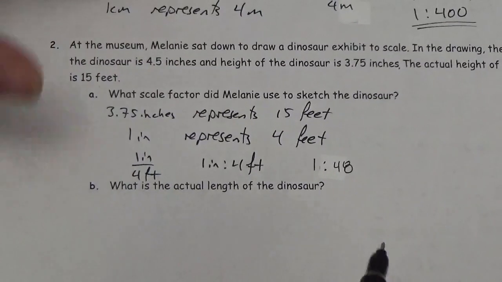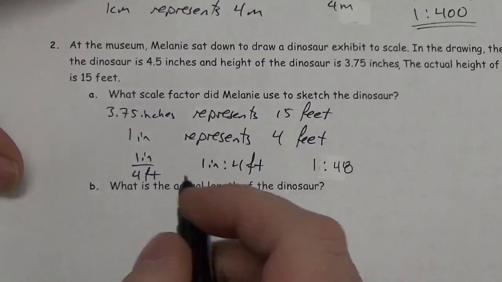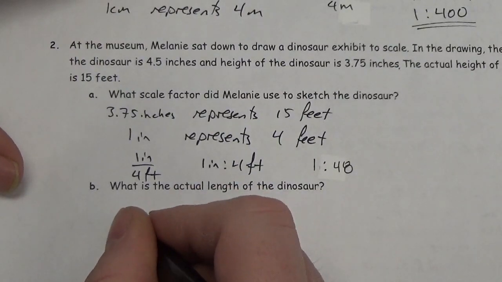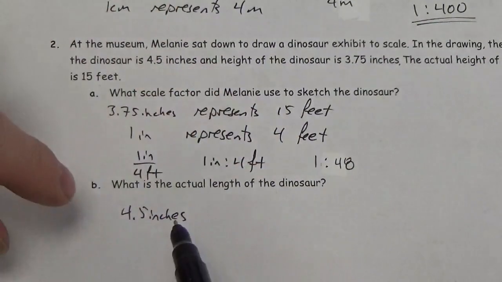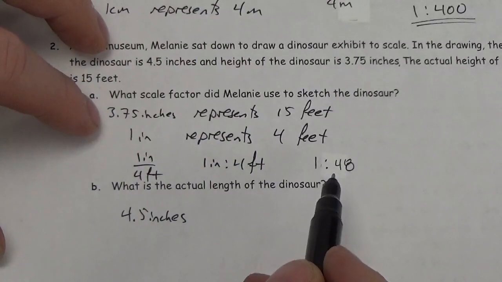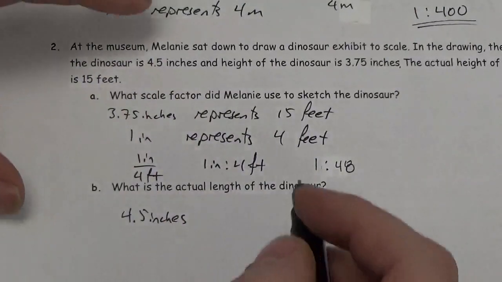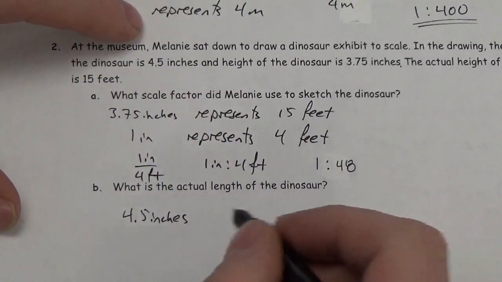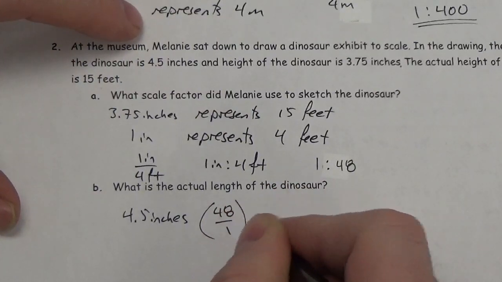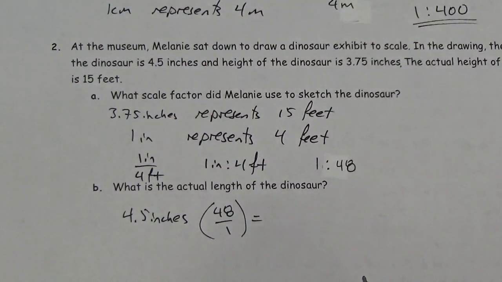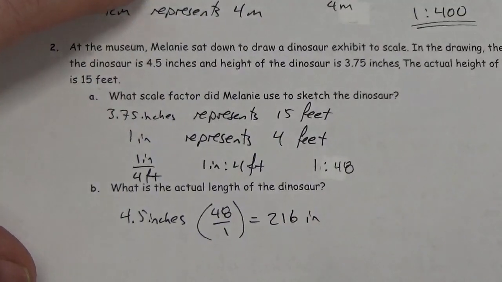So now, over here, what is the actual length of the dinosaur? I like using this right now, because if we start with 4.5 inches, this is representing the reduction, right? We reduced it to get the diagram. Well, now I want to go the other way, so I'm going to flip this. Instead of it being 1 over 48, I'm going to make this 48 over 1. Now, 4.5 times 48 is 216 inches.